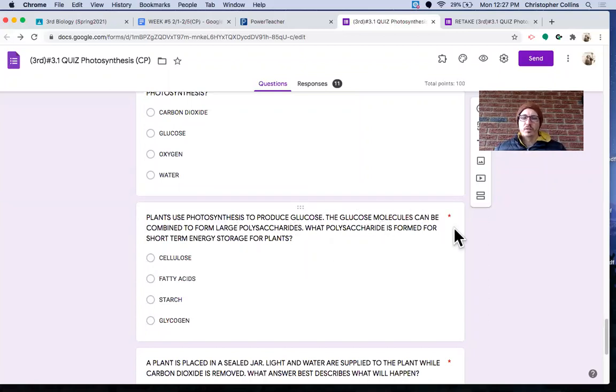What polysaccharide is formed for short-term energy storage for plants? Well, plants are going to be busy during the summer, growing and photosynthesizing sugars. But plants also need a way of storing energy for the short term. And they do this with starch.